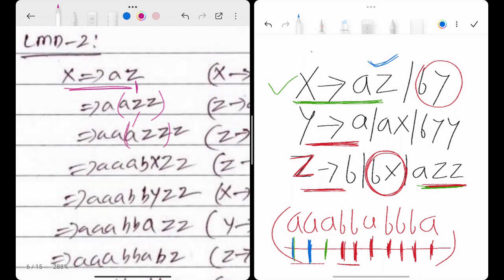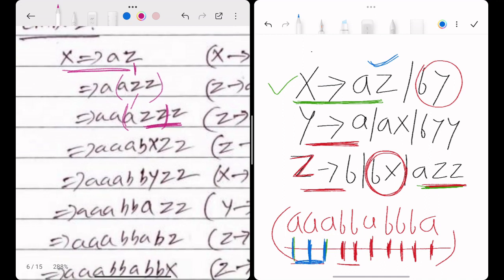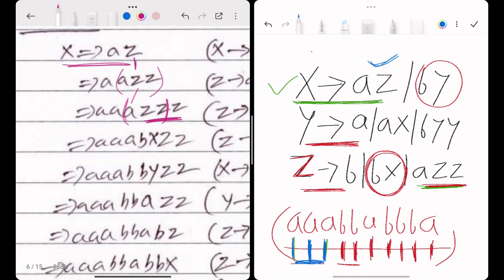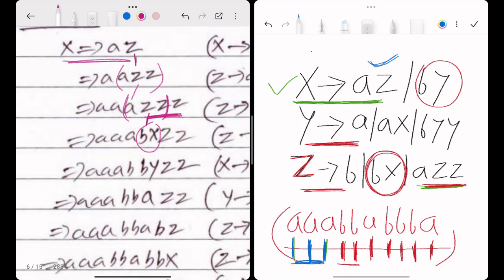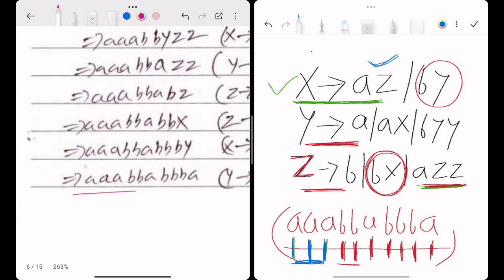In place of Z I am writing AZZ. So I got this 3A. Now we have ZZZ. Now once we have ZZZ here, in place of Z I am writing BX. And if we write the same thing, at last we are getting our outcome string.